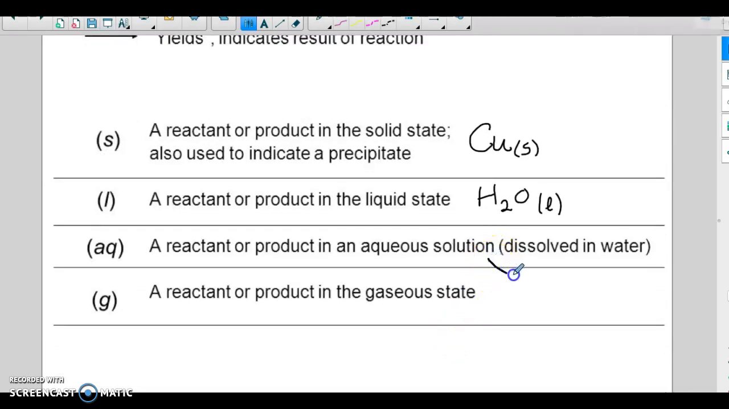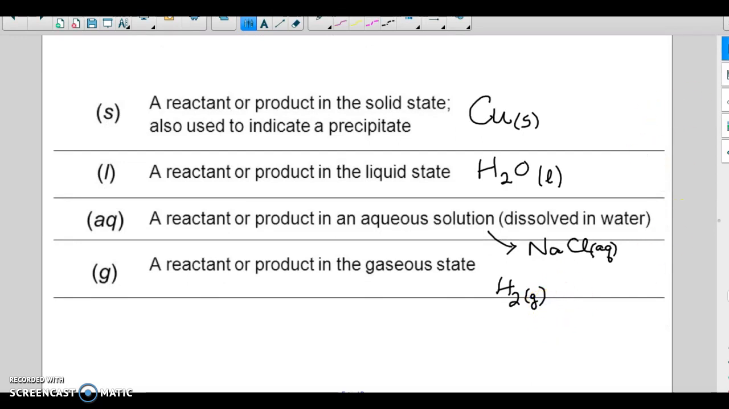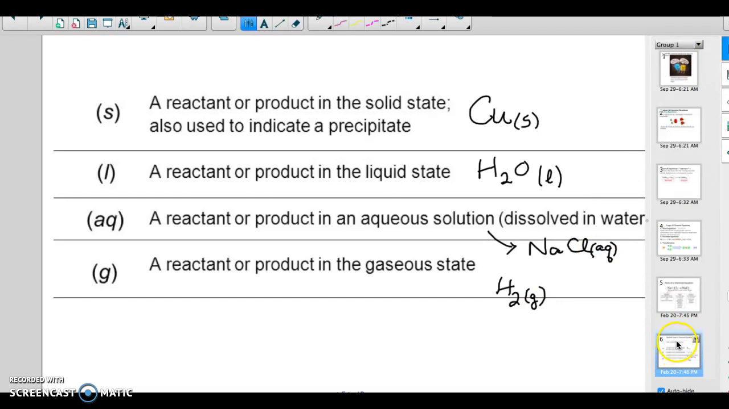A lot of times, and we're going to see this in our class, a lot of the things that we deal with are going to be dissolved in water, otherwise they wouldn't react. So for example, sodium chloride dissolved in water, we would put a little AQ. Gas: sometimes there's a lab that will make some hydrogen gas, which is really cool because we can have a little explosion. We would put a G for gas. Those are just some common things that you're going to start to see in these chemical equations when we write them out.